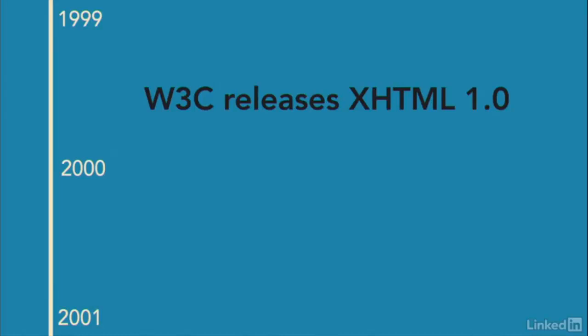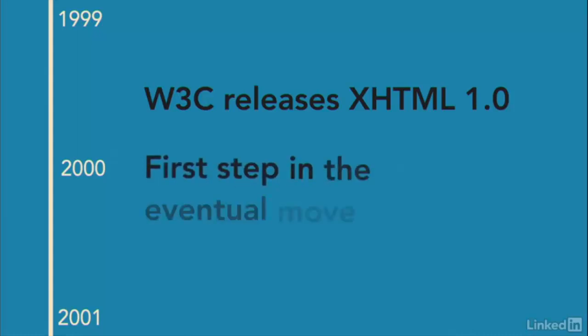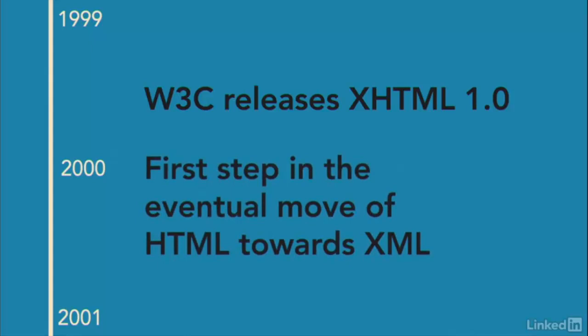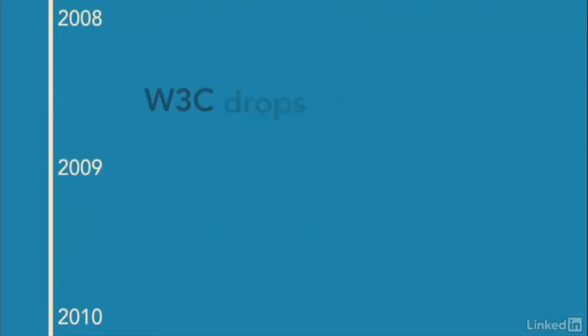Now around 2000, the W3C, which is the standards body that's responsible for publishing HTML, began the process of trying to move HTML towards XML by publishing the XHTML 1.0 specification. Their goal was to eventually have HTML follow the stricter rules of XML and have the language be more extensible.